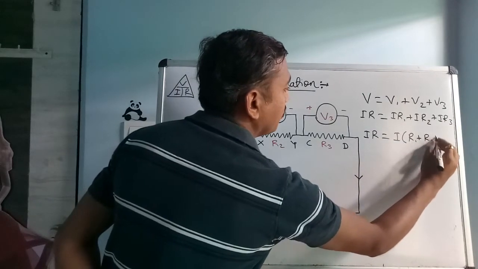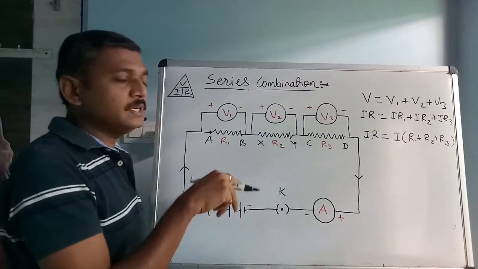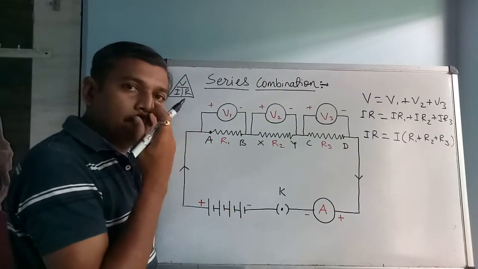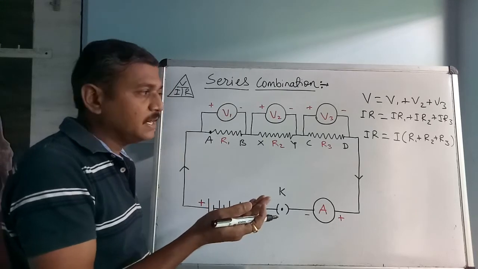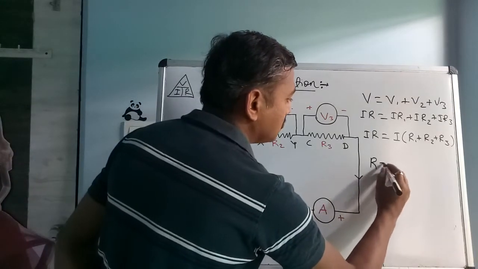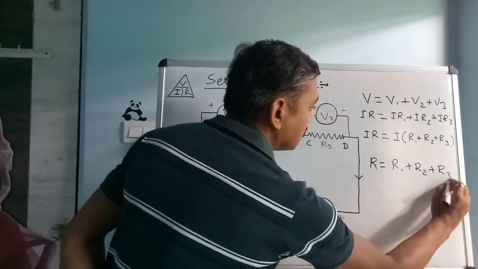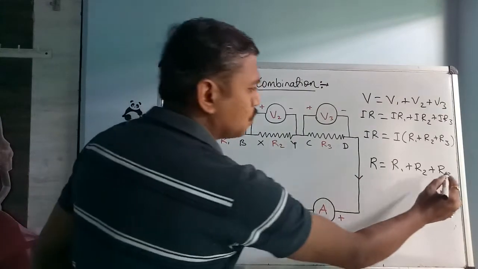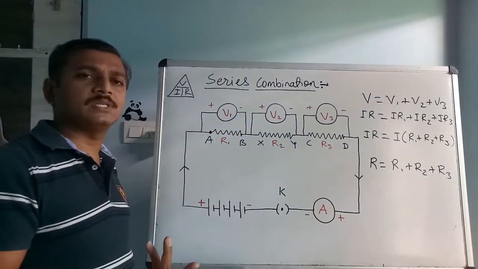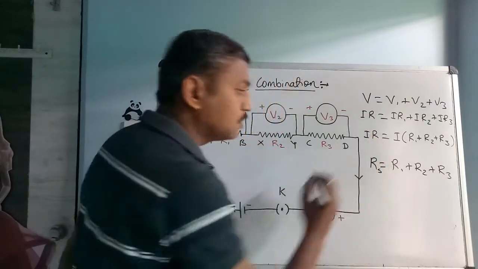Now in this way, I from both sides, left hand side and right hand side, can be cancelled easily. So we will be getting an equation R is equal to R1 plus R2 plus R3 and so on, whatever resistances you connect. So this is the equation.